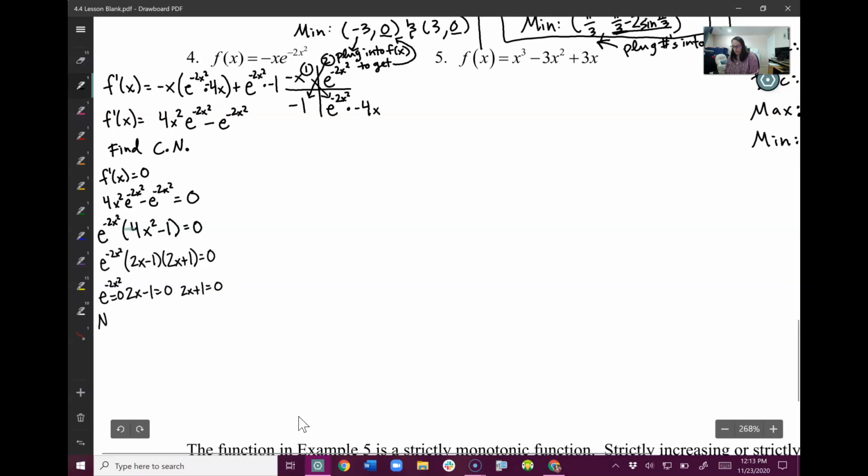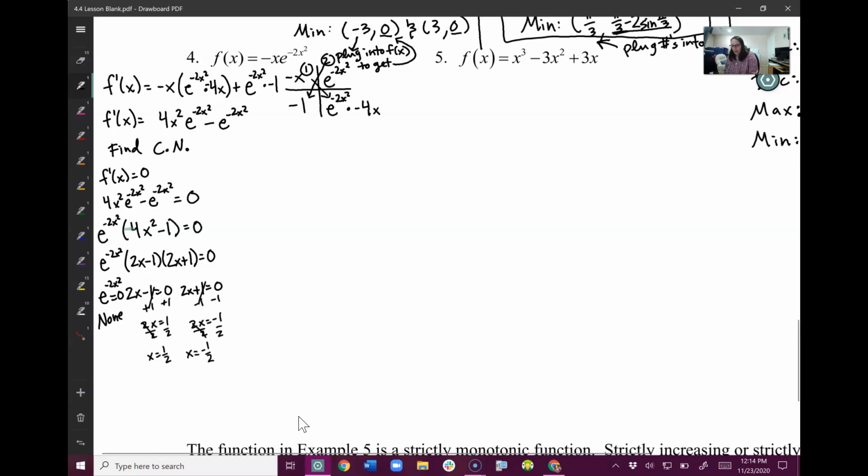Now I'm going to note this exponential. It's never ever going to reach 0. That's an asymptote. So none for that one. But these other ones I can solve really quickly. So I get x equals a positive 1/2, and x equals a negative 1/2.